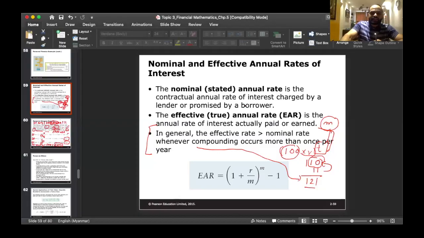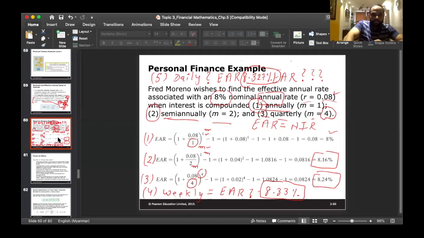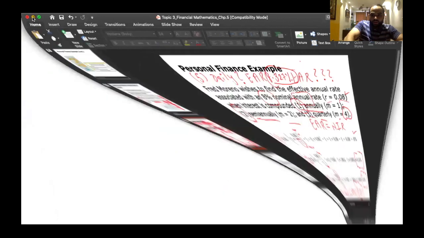So 8.33 is the daily. Okay, so this is the idea about EAR, right? This is the way that we are estimating EAR. As you can see in all these examples, as your number of compounding periods is increasing, your EAR is increasing, right? So now let me give you some questions to practice EAR.